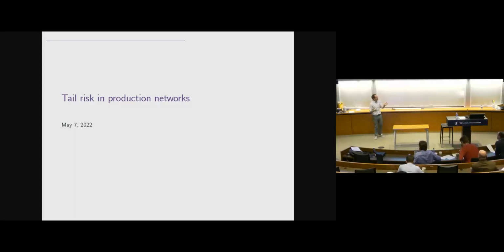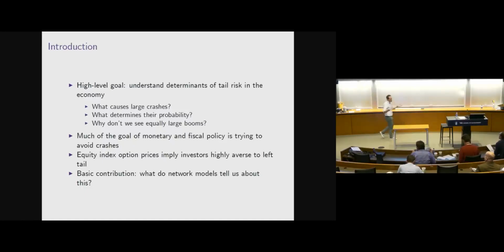Okay, so I want to thank the organizers very much for putting this paper on the program. The high-level goal in this paper is to think about tail risk and the determinants of tail risk in the economy. So what causes large crashes, where do they come from, what determines their probability, and why do we see equally large booms, right?